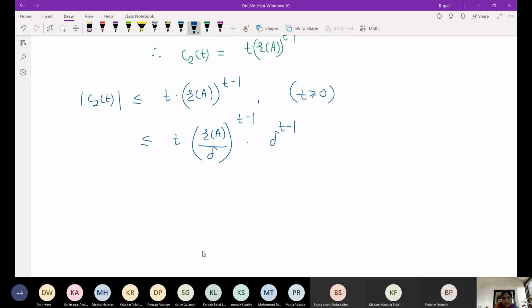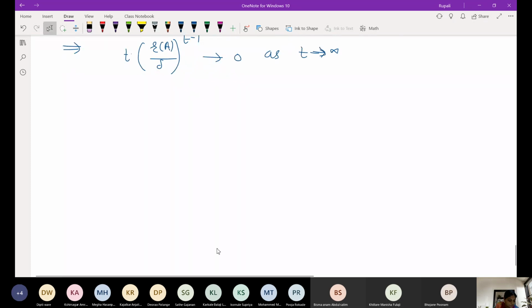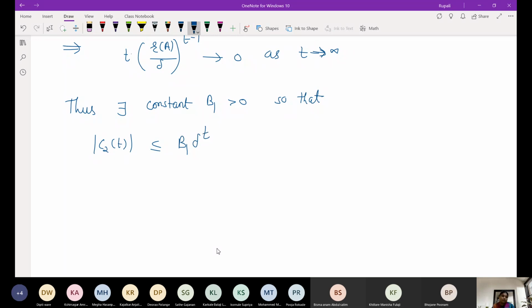Yes, ma'am. Now since R of A is less than delta, strictly less than 1, we must have t times R of A by delta raised to t minus 1 tends to 0 as t tends to infinity. Thus there exists a constant b1 strictly greater than 0 so that mod of C2t is less than or equal to b1 times delta raised to t for t greater than or equal to 0.